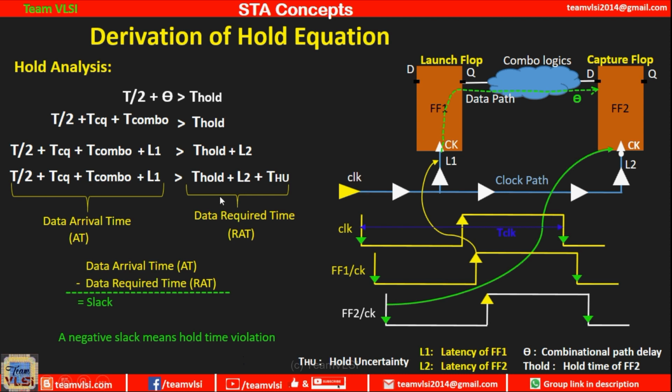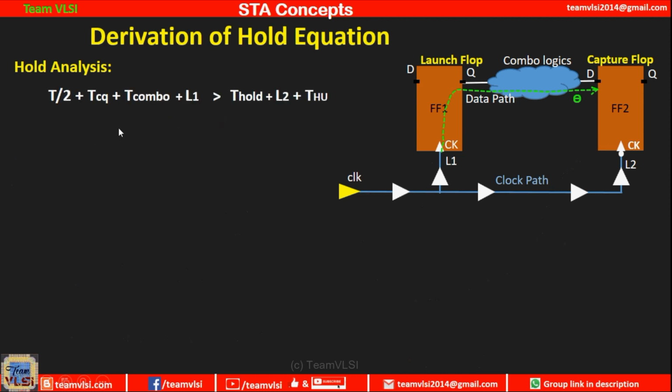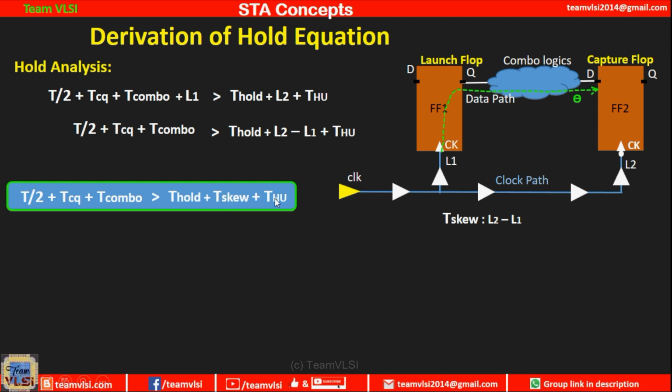Let's make this equation a bit more simplified in the next slide. So we have seen till here, now the latency of capture flop minus latency of launch flop. This difference of latency is called skew, clock skew, right? So we can simplify this equation by taking L1 to the right hand side, and it will become L2 minus L1 here, and we can replace L2 minus L1 by T skew. So this is our final equation.